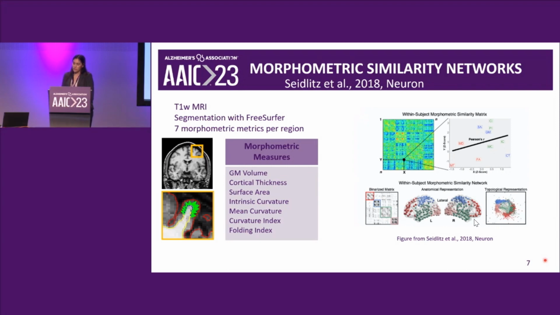So this results in a feature vector for each parcel, and then this feature vector is correlated with every other parcel's feature vector to result in a structural connectome or matrix of interregional similarity. So what you get is a morphometric similarity matrix, or MSN, for each individual participant.